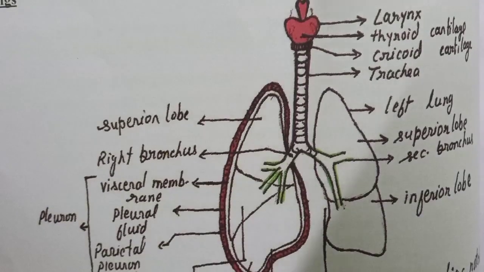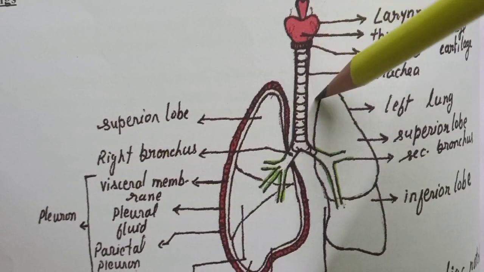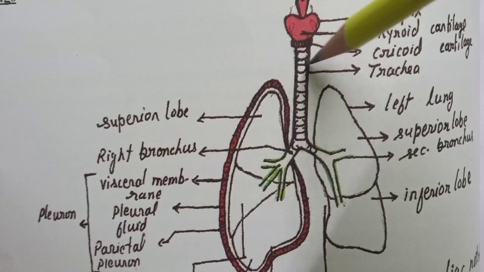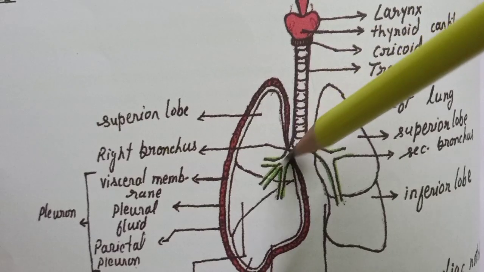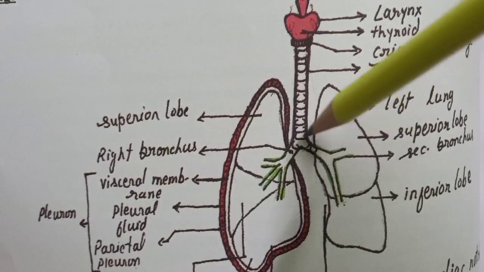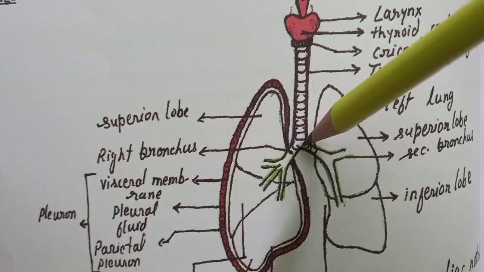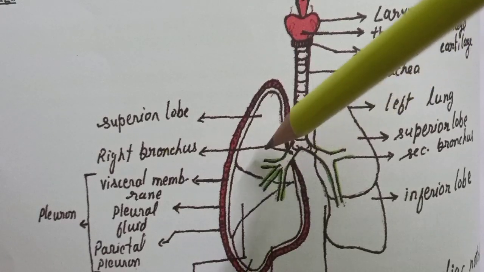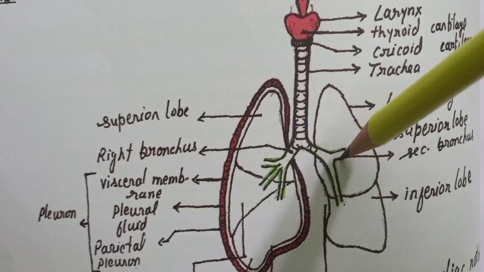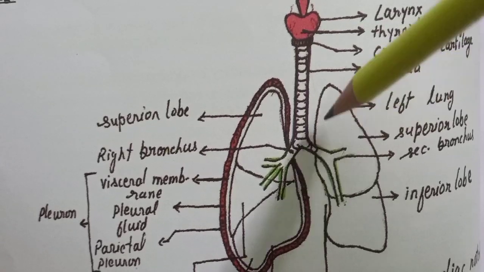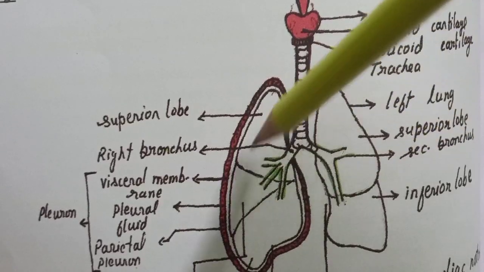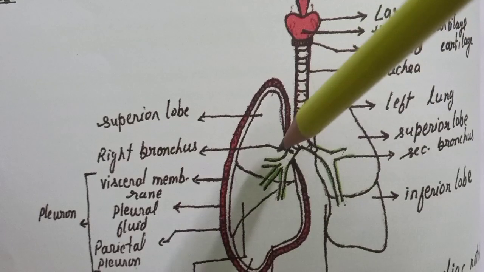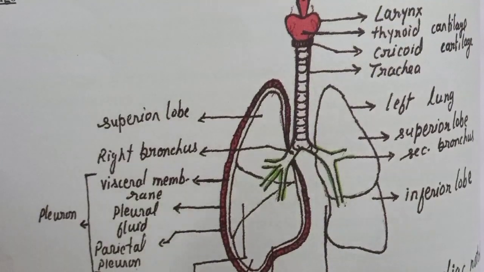Now, I have told you earlier that this is the trachea that is protected by C-shaped cartilage, and it bifurcates into two branches when it enters the thoracic cavity. One branch goes into the right lung and the other goes into the left lung. So now we have to study the bronchial tree that is found inside the lung. So next we have to study the bronchial tree.